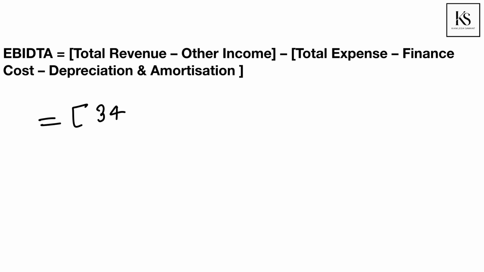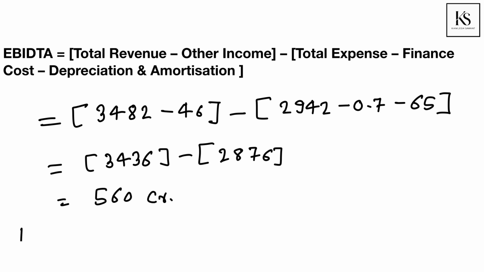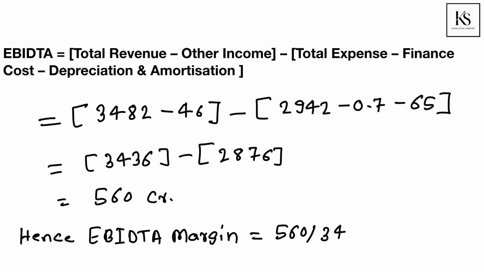Therefore, EBITDA is 3482 minus 46 minus 2942 minus 0.7 minus 65, that is equal to 3436 minus 2876, that is equal to 560 crores. Hence, the EBITDA margin is 560 divided by 3436, that is equal to 16.3%.